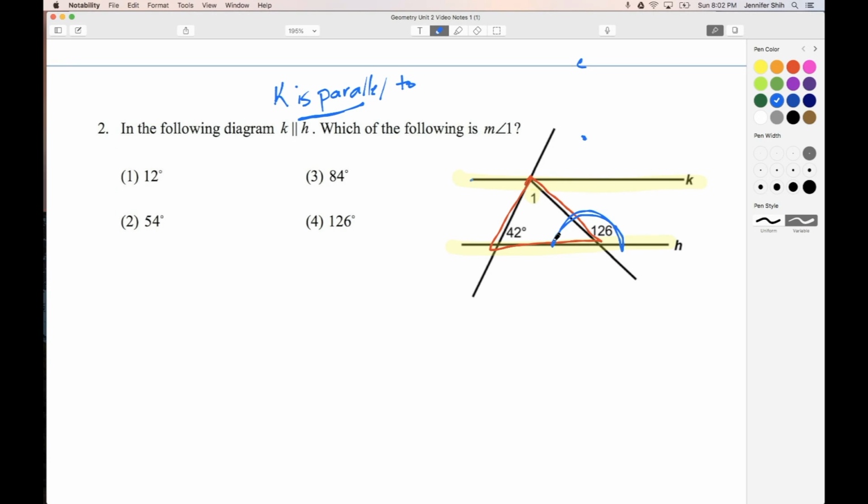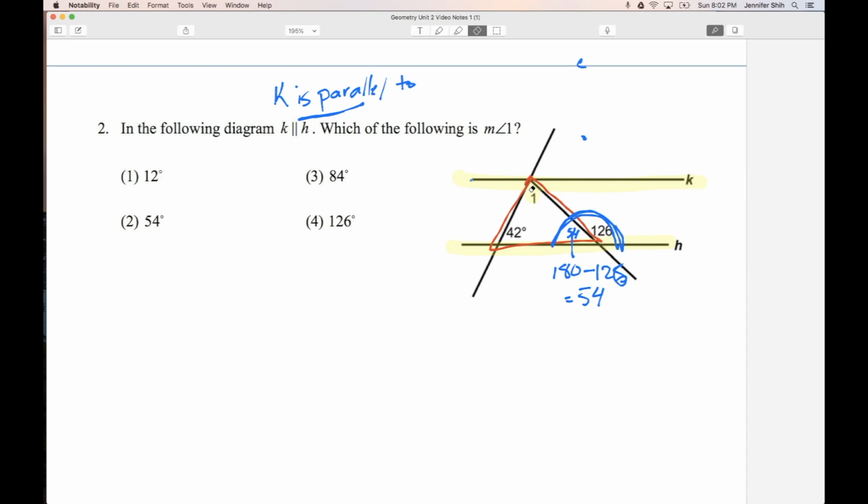This is a straight angle, and these two angles are linear pairs. So this must be 180 minus 126. Whoops, that should be a 6. Okay, so this should equal 54 degrees. If this is 54 degrees here, and I have a transversal cut off by this line here, then this must also be 54 degrees.